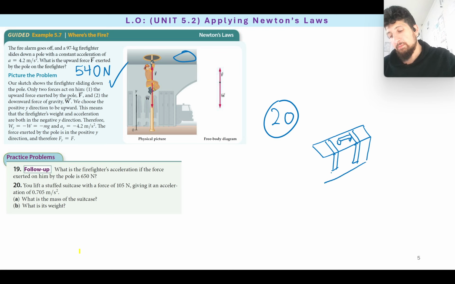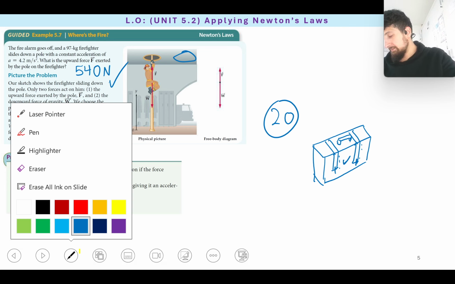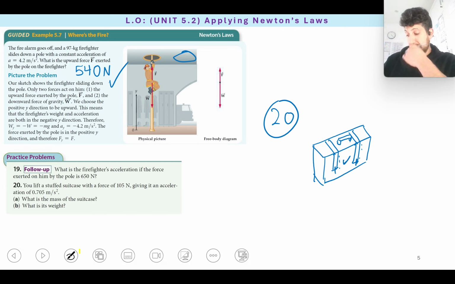Here we go. It's an old suitcase. Okay, it's an old suitcase. And you know what? I'm going to have Nike on the side. There you go. Made it more modern now. I'm going to go with green.